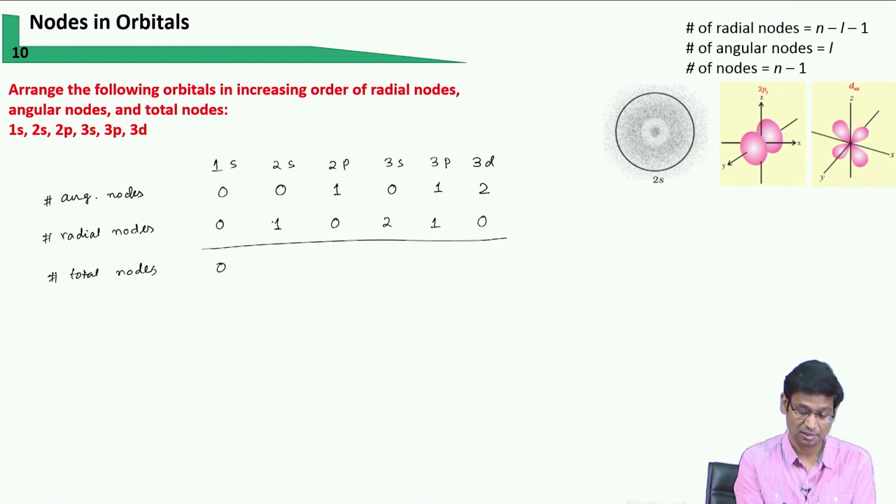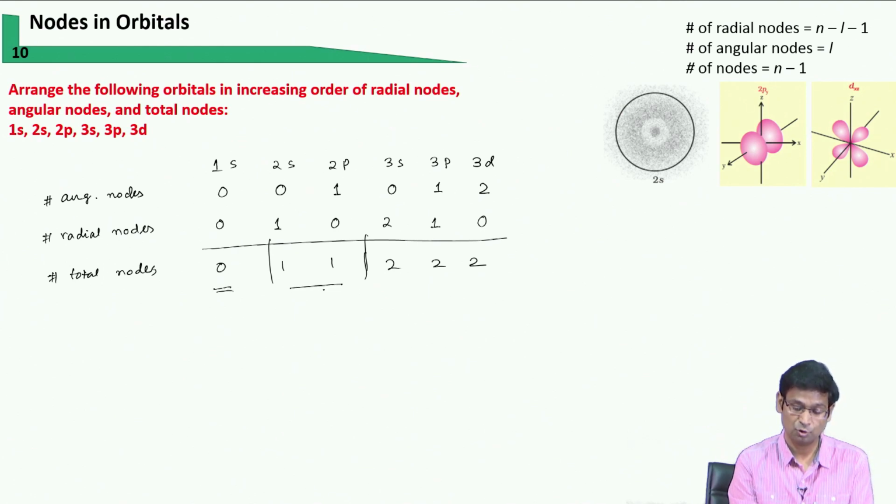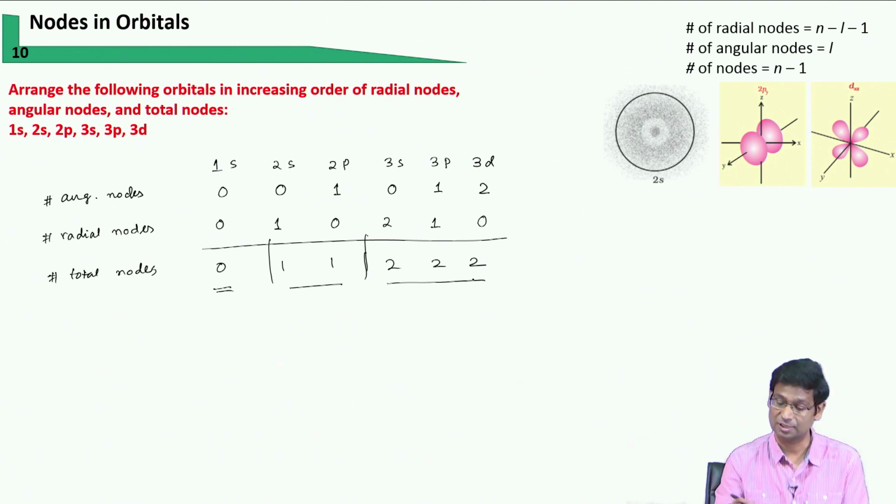Now, the total number of nodes is obtained when we just add them up. So, when I do this: 0, 1, 1, 2, 2, 2. So, you see 0 for 1s, 2s and 2p both have 1 node, 3s, 3p, 3d all have 2 nodes each. So, because total number of nodes is given by n minus 1. So, 3s, 3p, 3d have same value of n, that is 3. So, therefore, total number of nodes is 2.